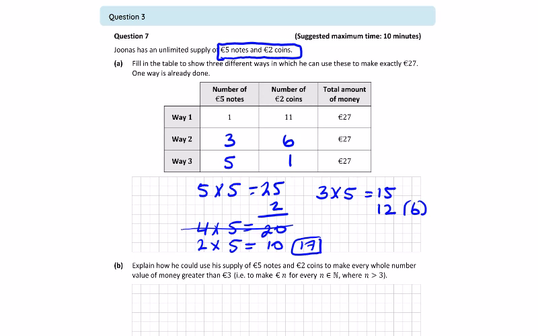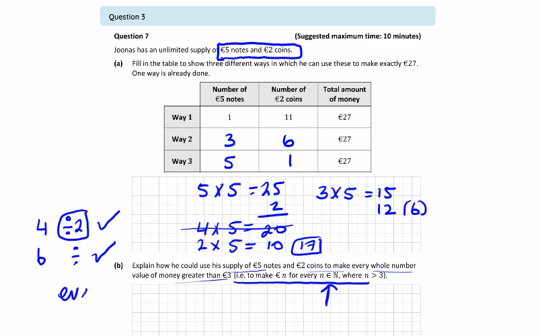Now in part B, we have to explain how he could use his supply of €5 notes and €2 coins to make every whole number greater than 3. I.e., and they give you this pretty much to confuse you, make n euros for every n that is an element of natural numbers where n is greater than 3. So he has to be able to make 4, which is divisible by 2. So therefore yes. And 6 will be divisible by 2. Therefore yes. So every even number, we would write down every even number can be made with just €2 coins.